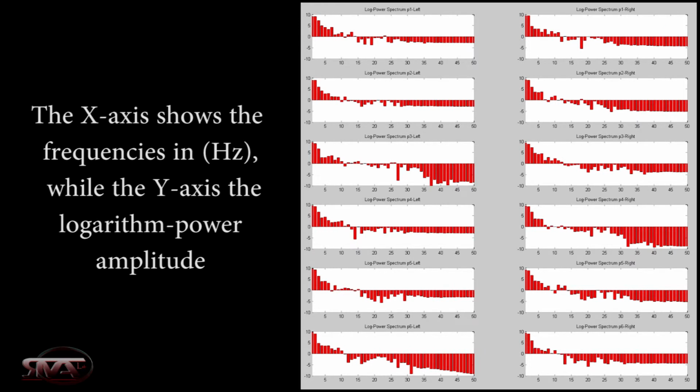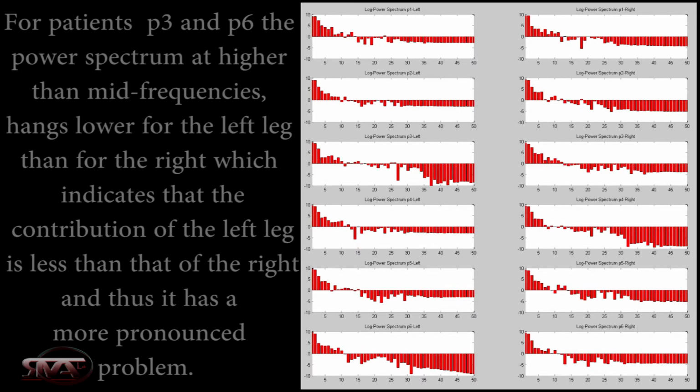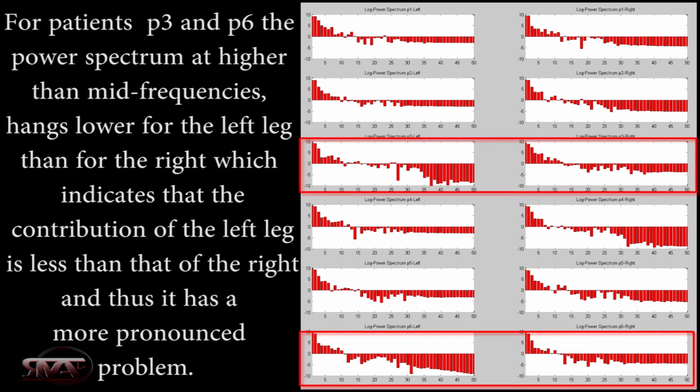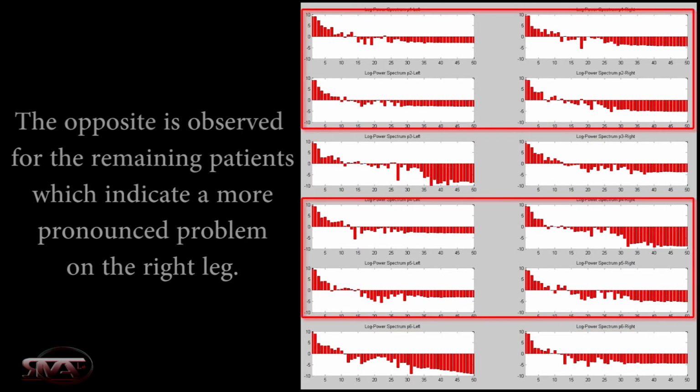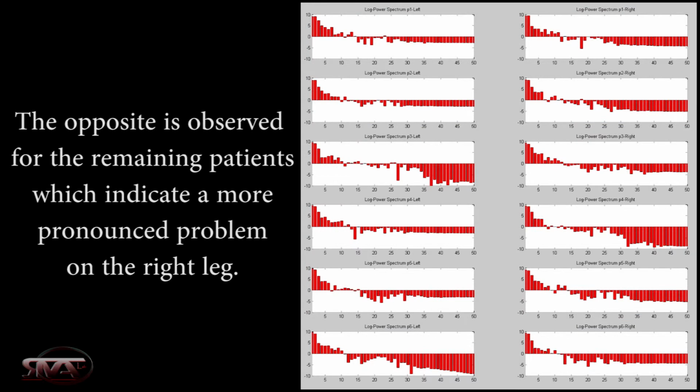The x-axis shows the frequencies in Hertz, while the y-axis shows the logarithmic power amplitude. For patients P3 and P6, the power spectrum at higher than mid frequencies hangs lower for the left leg than for the right, which indicates that the contribution of the left leg is less than that of the right, and thus it has a more pronounced problem. The opposite is observed for the remaining patients, which indicate a more pronounced problem on the right leg.